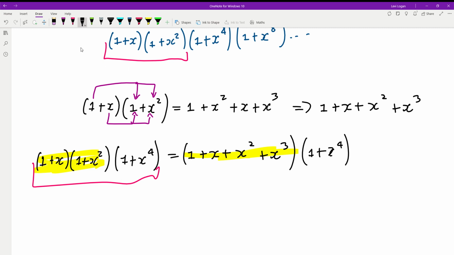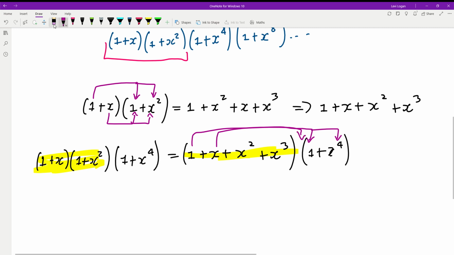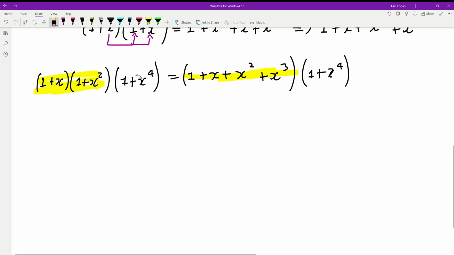So what we can do is just evaluate this. Where we do that is just FOIL it again. So we can go 1 times 1 and times x to the 4, and you just do that for each term. Now the way I'm going to do it is I'm going to break it up, because you've got a lot of terms in the first brackets here. So I'll just write it as, first term times this.